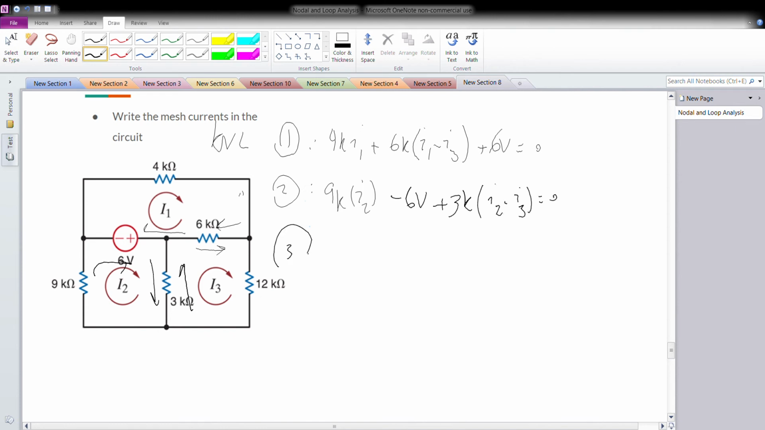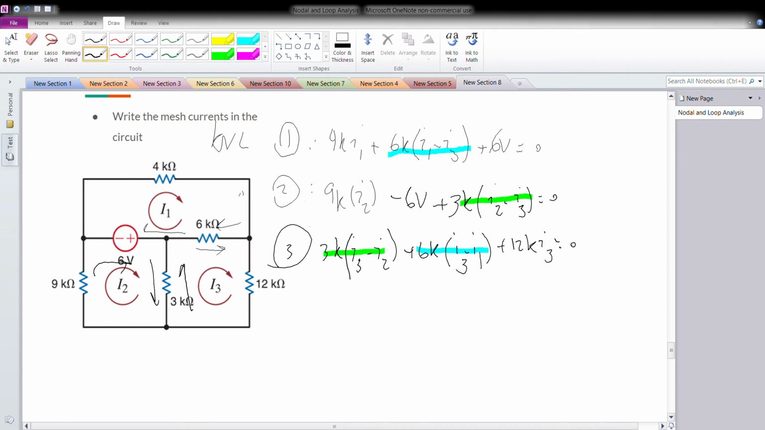And then my third equation, the 3K is again shared, but this time because I'm in loop 3, I3 is going to come first. So I3 minus I2, plus 6K again. I'm in loop 3, so I3 is going to come first: I3 minus I1. And pay attention to these. This is the opposite of this, and this is the opposite of that. So the 3K, 6K, and then the 12K only belongs to loop 3. So 12K I3 equals 0.